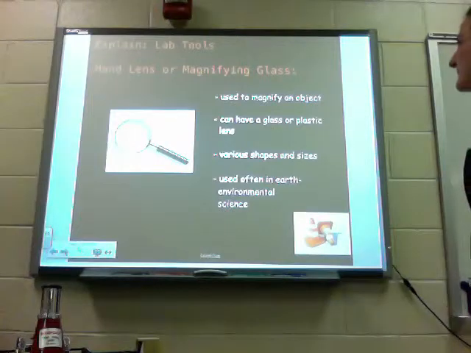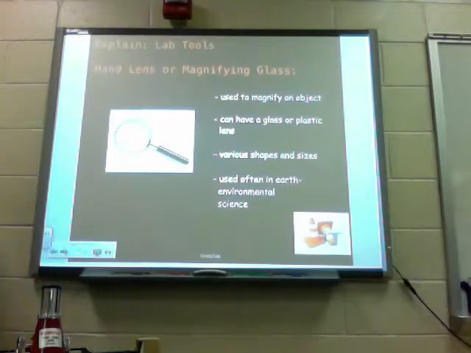Hand lens or magnifying glass. They're used to magnify an object, and they can have a glass or plastic lens, various shapes and sizes. We often use these when we're going outside and looking at different plants and substances, so we use this in earth and environmental science. Keep in mind, whether it has a glass or a plastic lens, it can scratch, so please be careful.